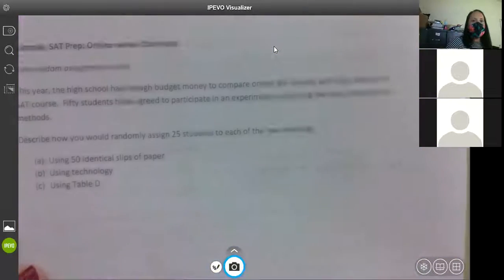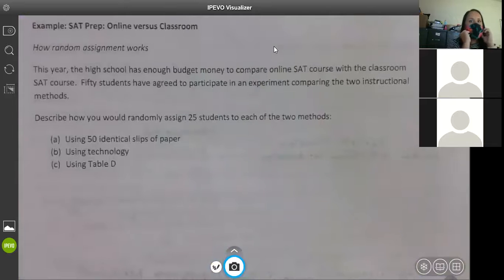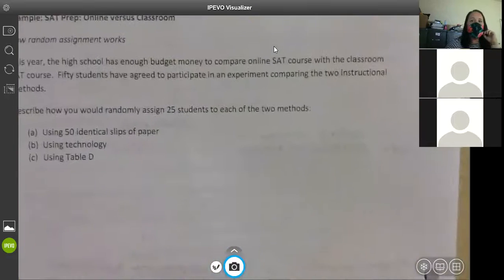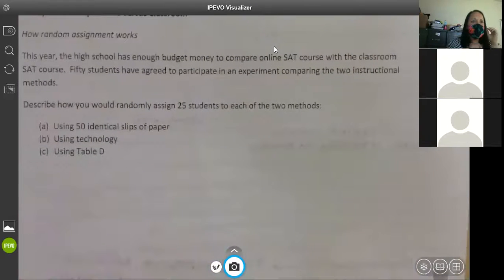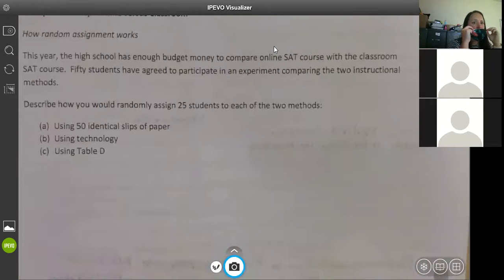How random assignment works. This year, the high school has had enough budget money to compare the online SAT course with a classroom SAT course. 50 students have agreed to participate in an experiment comparing the two instructional methods. Describe how you would randomly assign 25 students to each of the two methods. There's all three of them using technology as the random number generator, okay? So how would you do this?